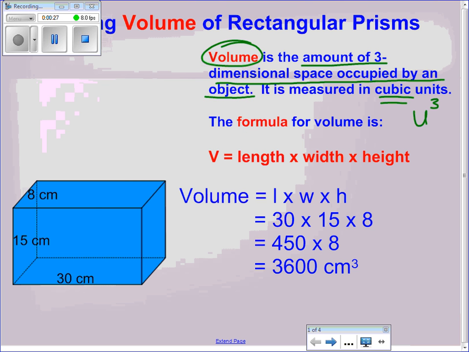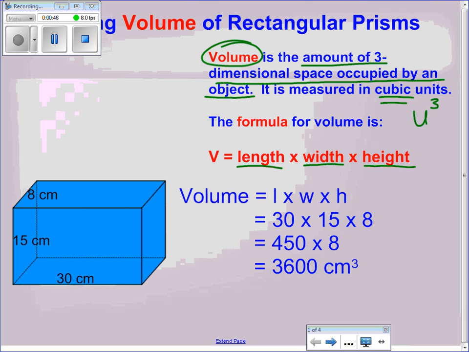Now the reason we use the power of 3 is that we're talking about 3 dimensions. We're talking about length as one dimension, width as a second dimension, and height as a third dimension. So that's where we arrive at our units cubed.